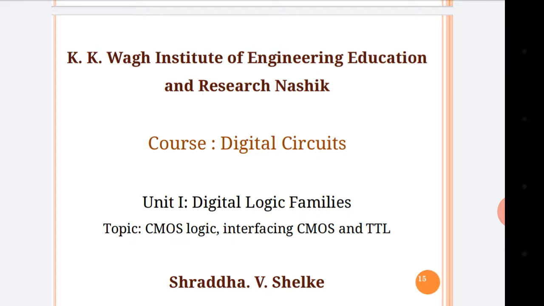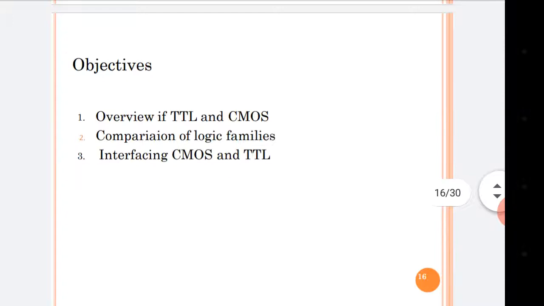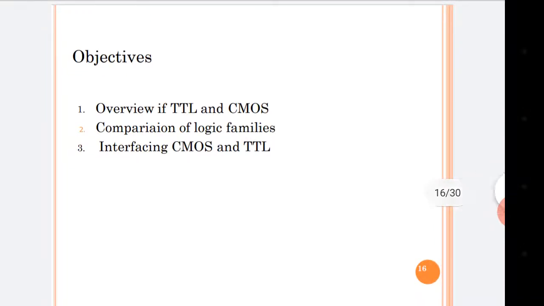In this lecture, we will talk about CMOS logic, interfacing of CMOS and TTL. In the previous lecture, we have discussed about CMOS inverter, CMOS NAND gate and CMOS NOR gate. Let us see what are the objectives of this lecture.